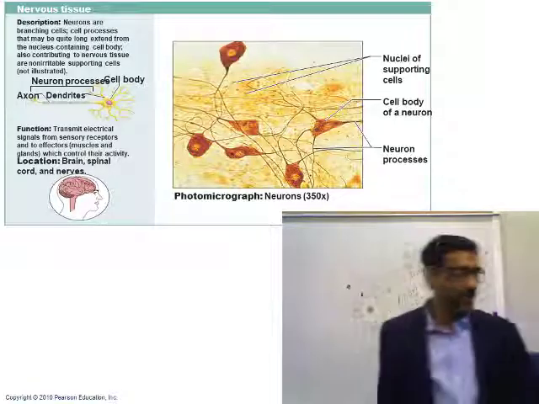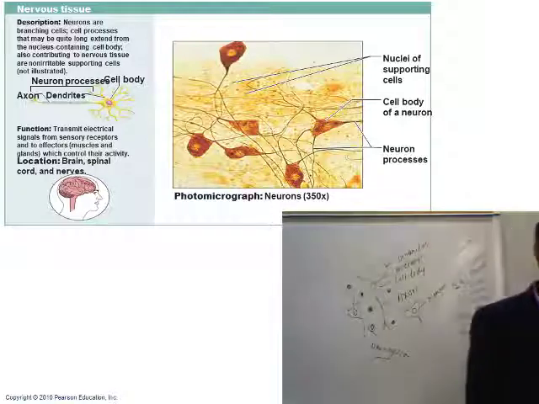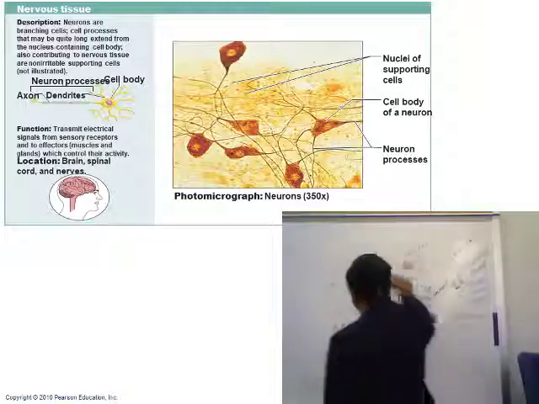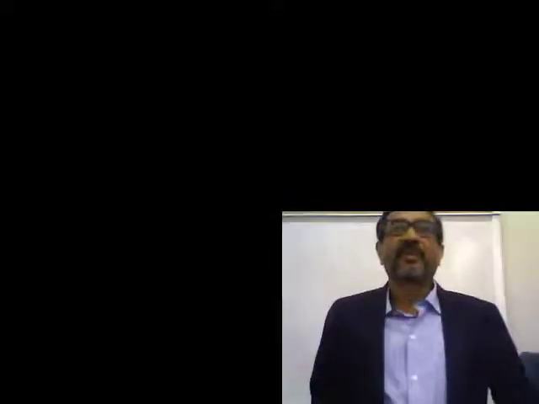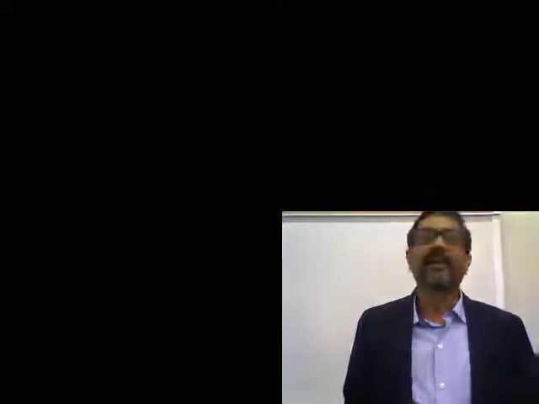Muscle. Three types of muscle tissues are found in the body: skeletal muscle, cardiac muscle, and smooth muscle. Skeletal, cardiac, and smooth. I have already mentioned the location of those three types of muscle tissues. Just quickly, I am reminding you.